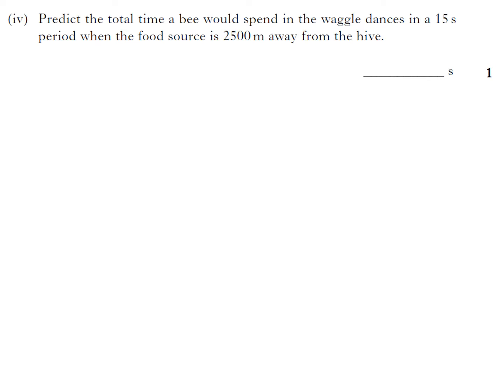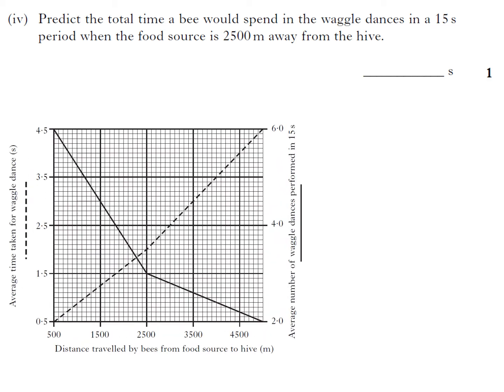Okay, we're looking for the total time a bee would spend in the waggle dance in a 15-second period when the food source is 2,500 meters away from the hive. Okay, here's my 2,500 meters. We've got 2 data points here, this one and this one. The solid line is telling me the number.